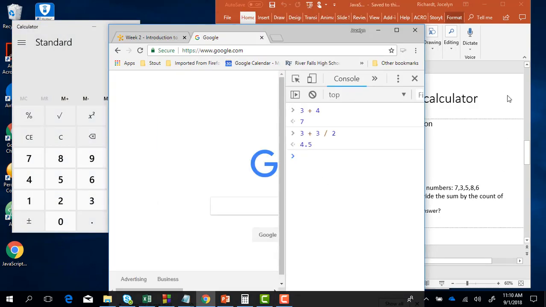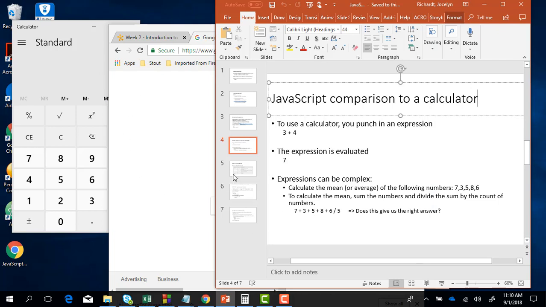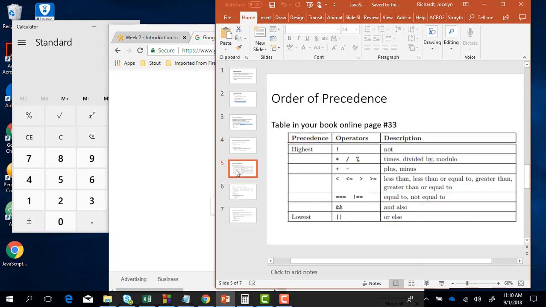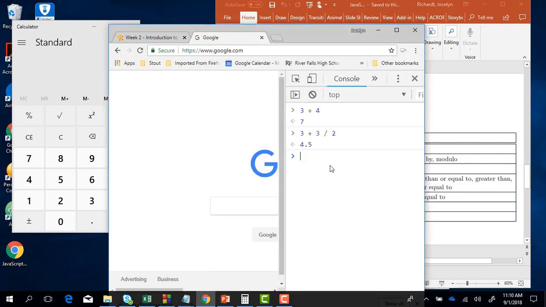So we have an entire table that sets our order of precedence. So here we can see that multiplication and division are going to be executed prior to addition and subtraction. And not we're going to learn about later. And what's this percent sign? That's actually the modulo. So that's determining the remainder.